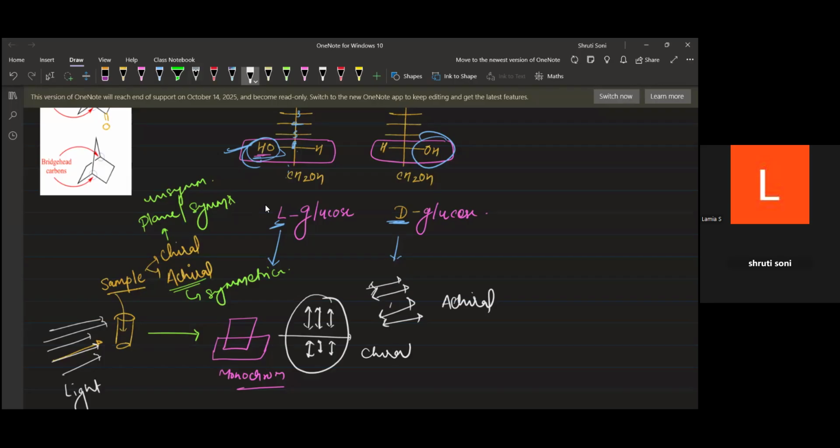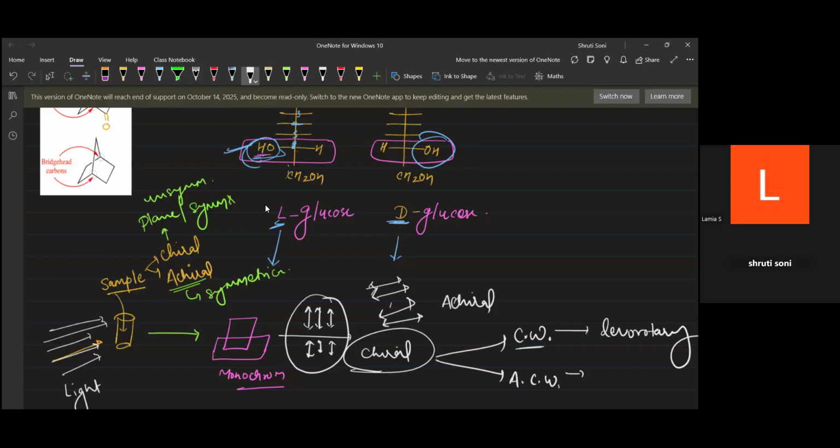Okay. After that, chiral compound converting this light into two motion. It is like a clockwise manner and in anti-clockwise manner. So when it converting into clockwise manner, then that is known as levorotatory. And if in anti-clockwise, then it is dextrorotatory. Levo and dextrorotatory. So L and D represent those levo and dextro form.